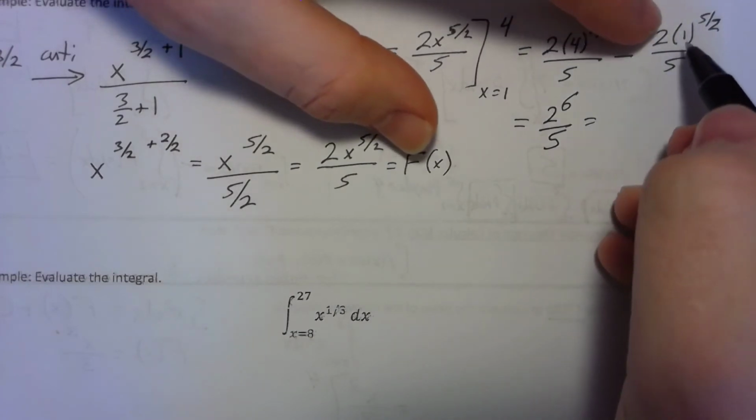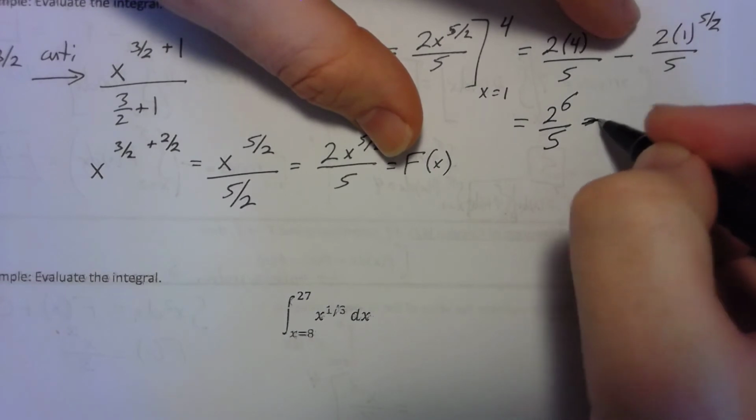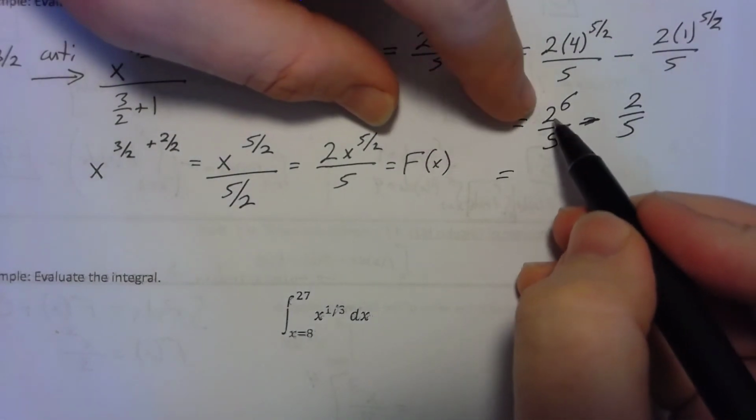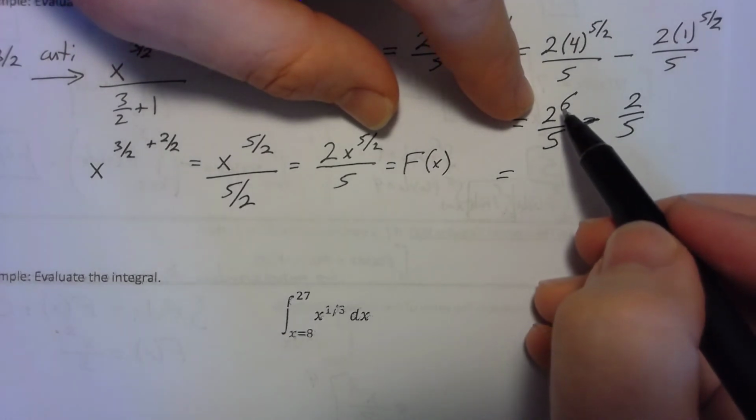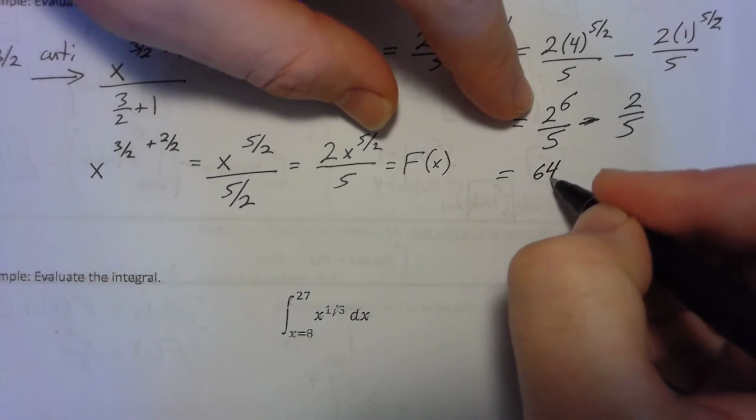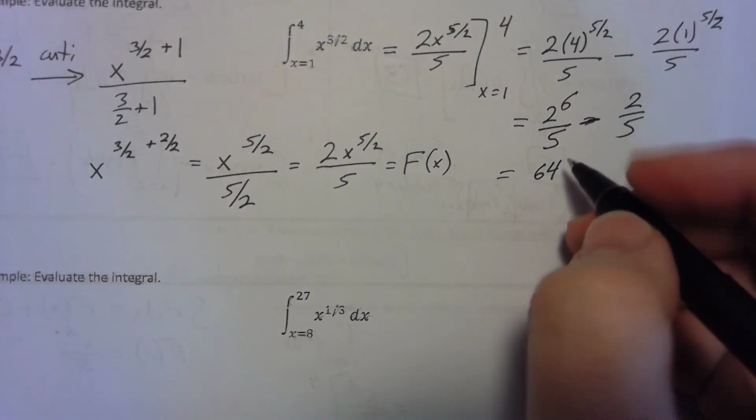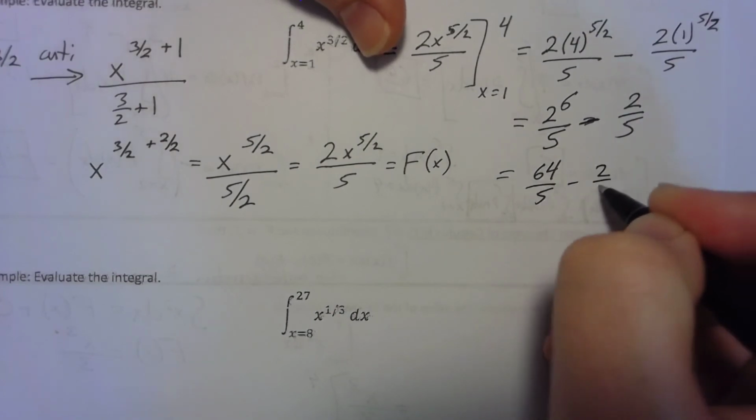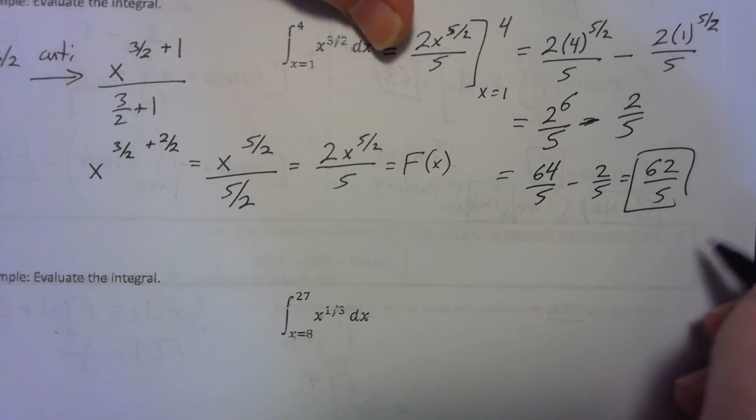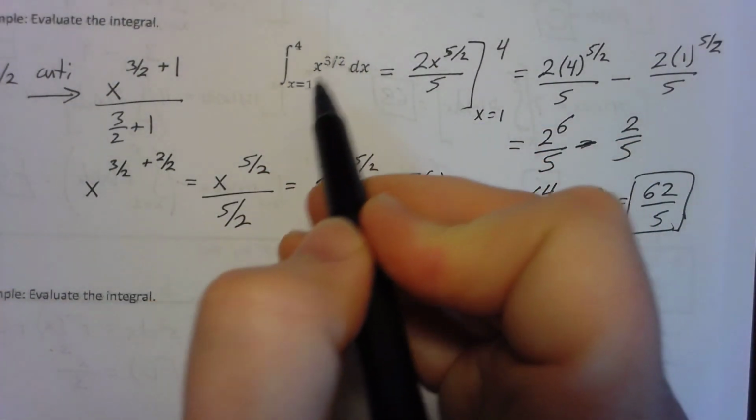This one over here, I know 1 inside of a square root is 1, and 1 to the power of 5 is 1. So this is simply minus 2/5. Okay. In that case, if I do this very carefully, 2 to the power of 6 is 2, 4, 8, 16, 32. I believe that ends up being 64. Again, one more time. 2, 4, 8, 16, 32, 64, all divided by 5, minus 2 over 5 is then 62 divided by 5. And again, that is the area under the curve of this function from 1 to 4.